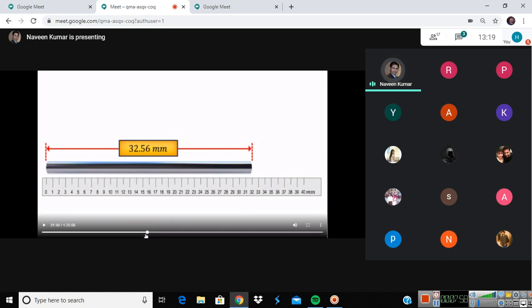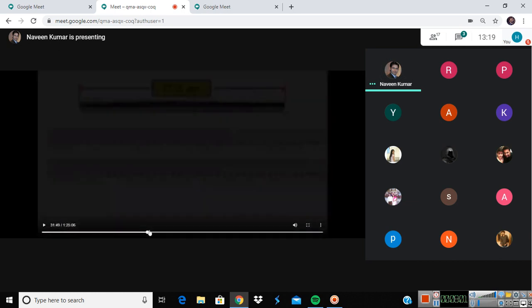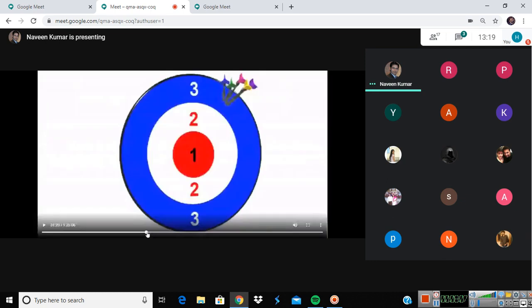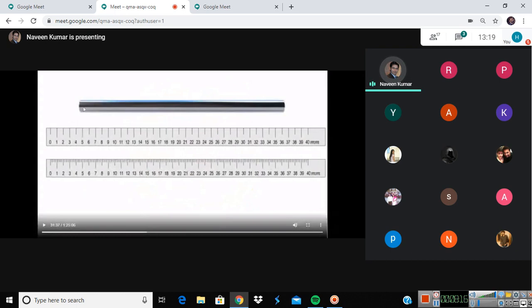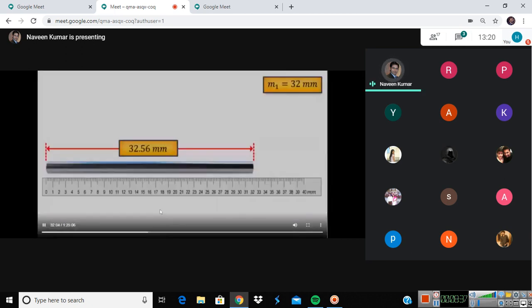You are going to measure it with the help of 2 different scales. Now you are going to measure the length of this stick with the help of these 2 scales. You can see the difference between these 2 scales. If you measure it with these 2 scales, you will find 2 different readings. In the first scale, you have measured it and your answer is 32 mm.